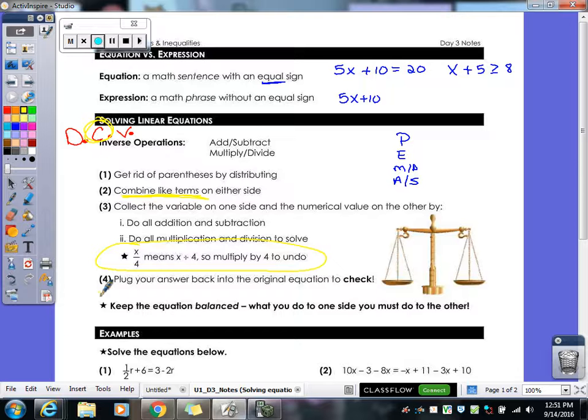And this DCV all talks about these steps 1, 2, and 3. It tells you distribute, combine your like terms. Here's your V for variable. So getting rid of the parentheses is another way of saying distribute. So distribute, combine, get your variable on one side. Okay? And this last step, plug your answer back into your original equation to check.